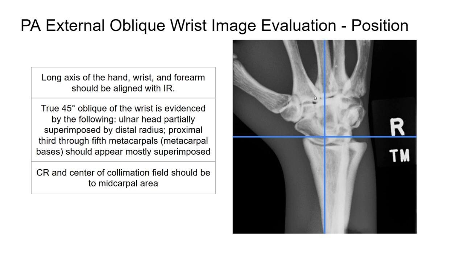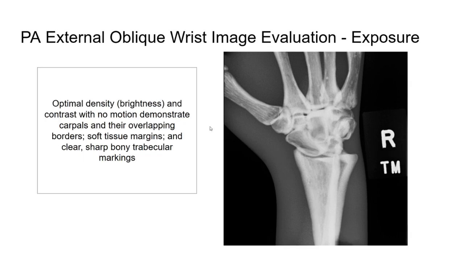And then the CR and center of collimation field should be to the metacarpal area. So as you can see here with the centering, go up about a half inch and you will be right where you need to be on that medial aspect of where the scaphoid is right here. And in terms of the ulnar head being partially superimposed, you can see the ulna right here. It's pretty partial. Could be probably a little less obliquity on the phantom, but obviously it's a phantom. It's a little bit more challenging to achieve, making those tiny micro adjustments.